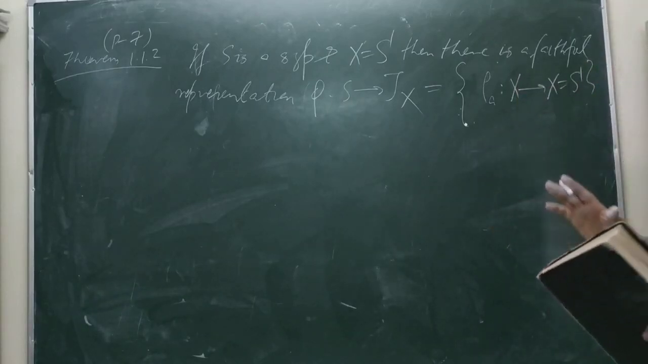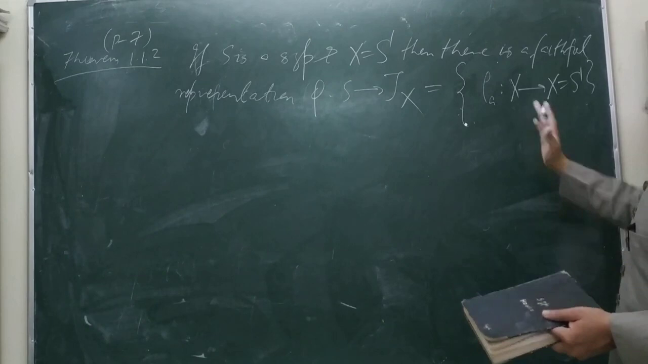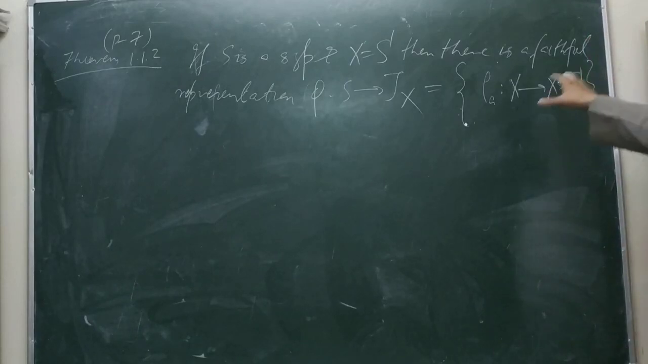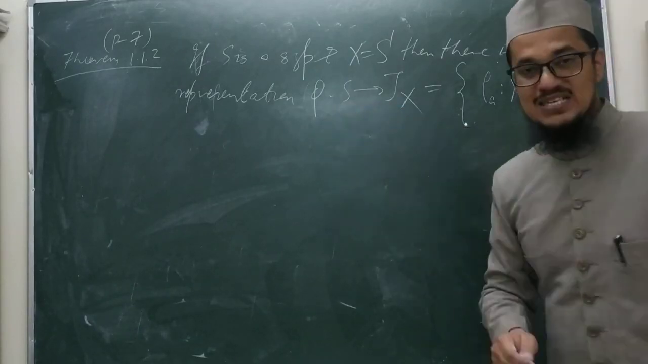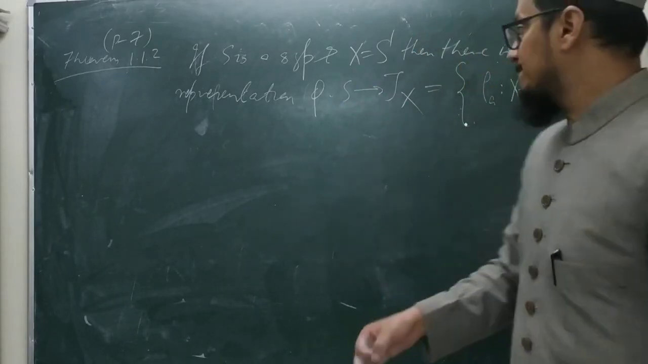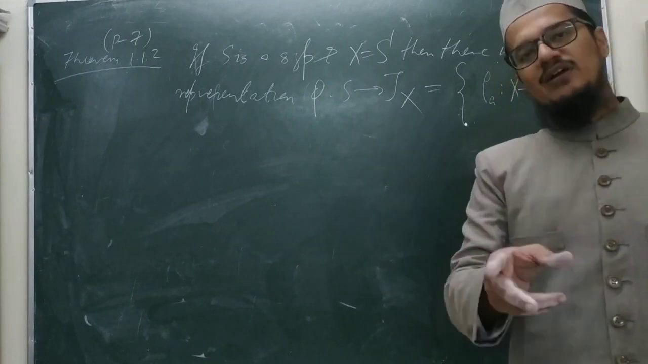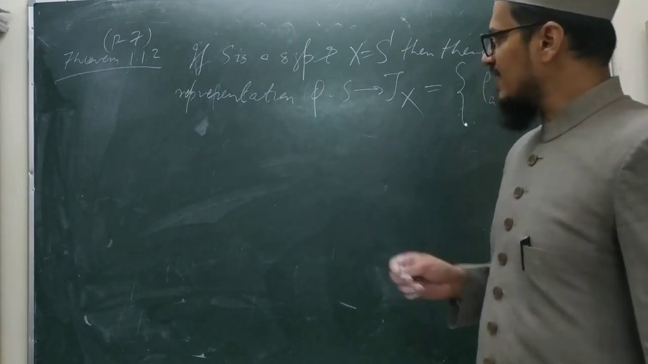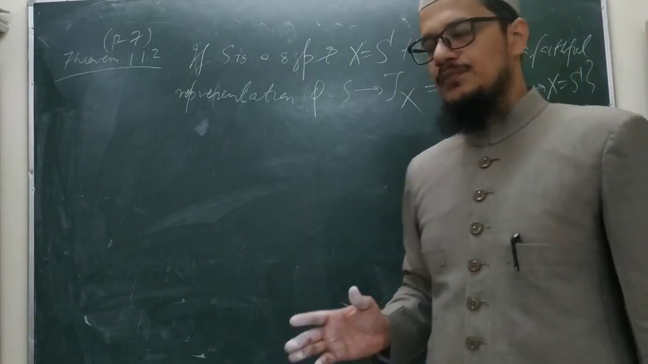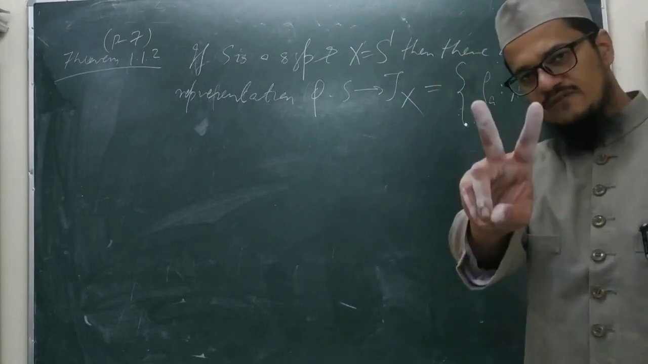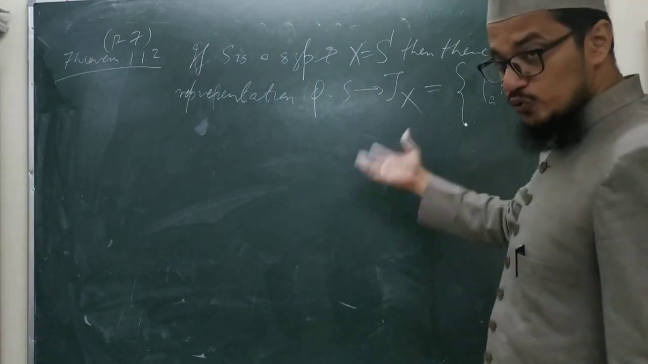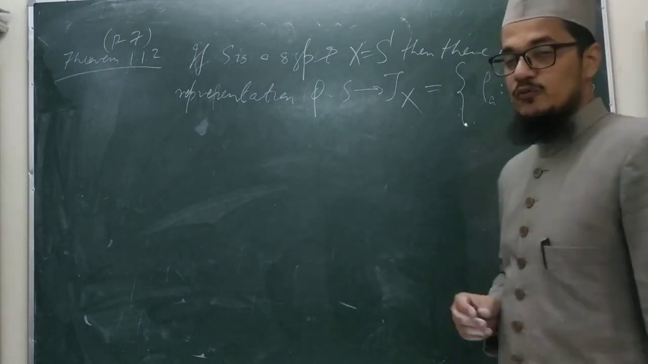So τX is what? It consists of all maps from X to X. X is what? The monoid S¹. So what do we have to prove? We have to prove that φ is a faithful representation. To prove this, we have to prove two things. First, we have to define a map from S to τX, and that map should be well defined, of course. After defining the map, we have to prove that φ is a morphism, which means it is a homomorphism, and that φ is 1-1. If we are able to do so, then that will prove that φ is a faithful representation.